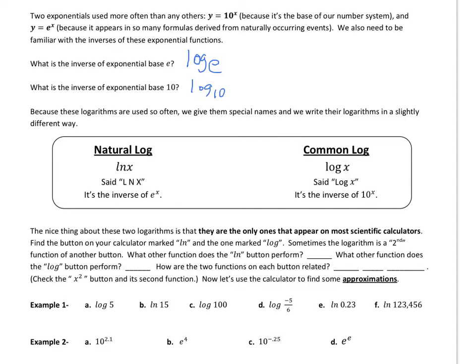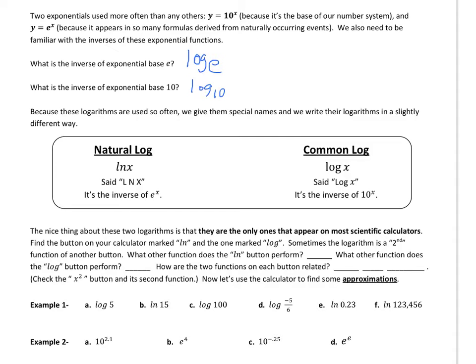Okay, the next one, which we've already talked about, is our common log, which is log base 10, because it's the basis of our number system. And all you say is log of x; if you say log of x, it's assumed base 10. The nice thing about them is they're the only ones that appear on scientific calculators. So look at your calculators: you're going to have a log button and an ln button.